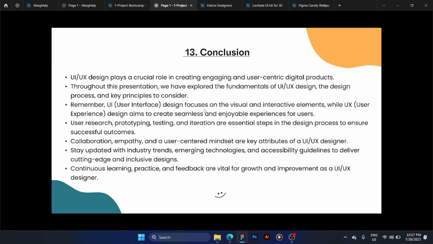So collaboration, empathy, and a user-centered mindset are key attributes of a UI UX designer. So you must follow through on all of this. You must be able to collaborate. You must be able to rub minds with your fellow colleagues. Another thing is to stay updated with industry trends, emerging technologies, and accessibility guidelines to deliver cutting-edge inclusive design, just like I have said earlier. Continued learning, practice, and feedback are very vital for your growth. If you are not growing as a designer, you are not doing yourself any good.